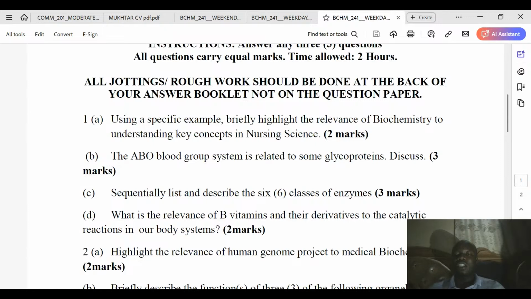So let me finish listing the enzymes, and then after listing, I will describe each and every one of them. So Ortholyl, the first O stands for oxidoreductase, and then T stands for transferase. Transferase. That is the T, and then the H is hydrolase.